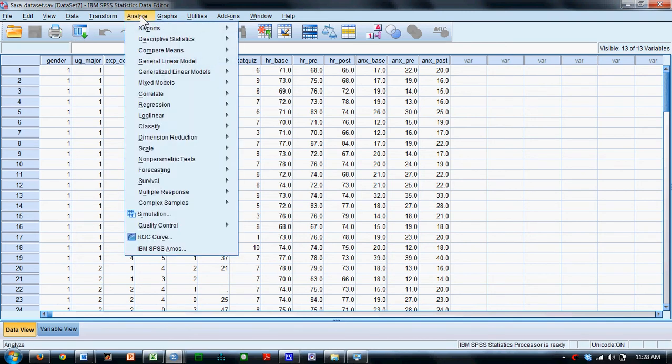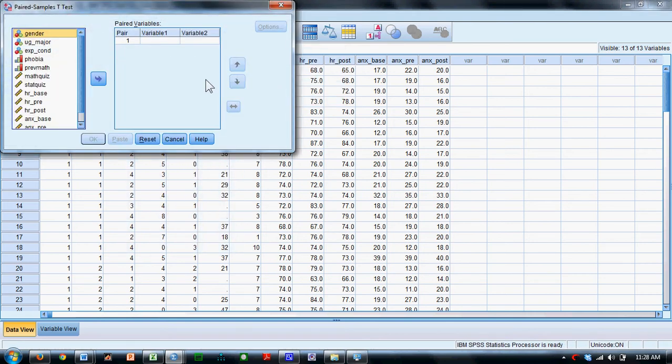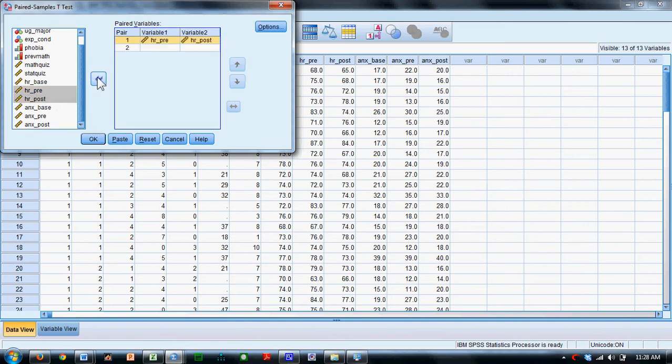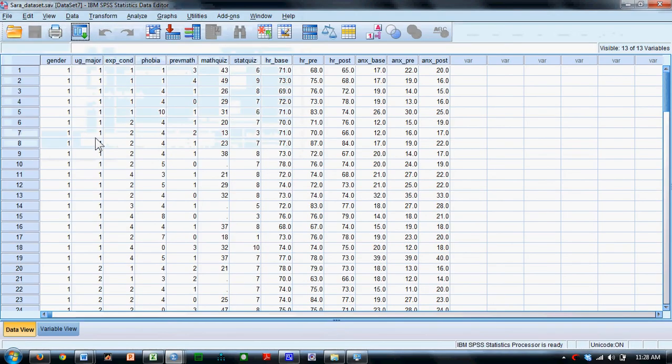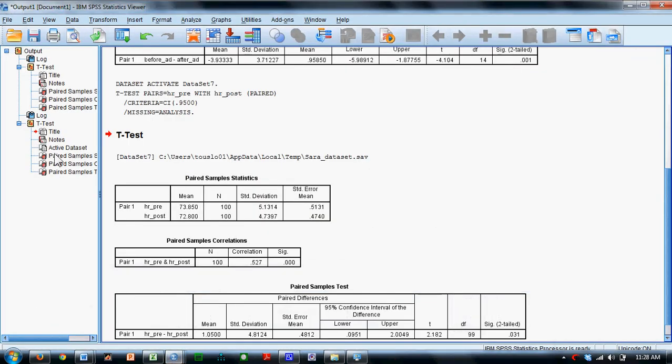So we will do the same thing: Analyze, Compare Means, Paired Samples t-test. We're going to have to move down here to heart rate pre, push down the Control key again, heart rate post, move this over, say OK. Come down here to our output, our second paired t-test analysis.